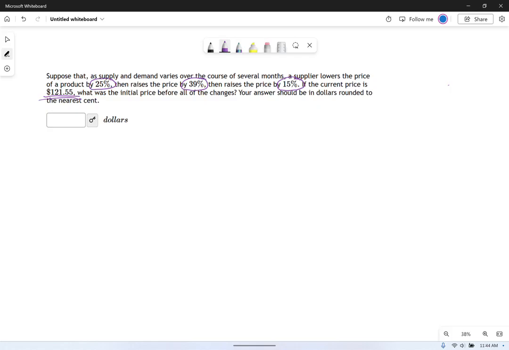So we're going to have to turn this paragraph here into an equation. And here's what the equation is going to be. P is what I'm going to say is the initial price. I don't know what that is. Now here's my equation. P times the first change to the price was 25%, and that was a cut. So I'm going to say 1 minus 0.25.